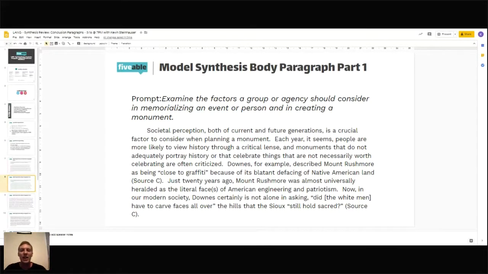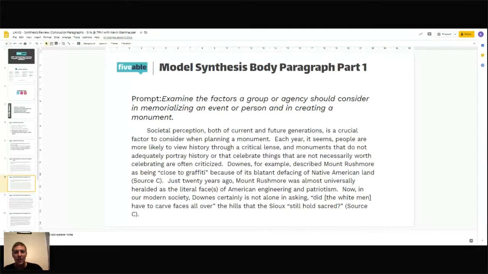Let's read, starting at "Each year." Each year, it seems, people are more likely to view history through a critical lens, and monuments that do not adequately portray history or that celebrate things that are not necessarily worth celebrating are often criticized. Downs, for example, describe Mount Rushmore as being close to graffiti because of its blatant defacing of Native American land. So that was like a quote paraphrase, and now I'm going to keep driving my own wording forward. I'm not giving up a platform to quote him yet.